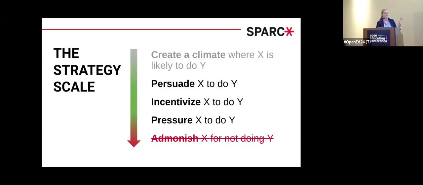I like this slide. This is the strategy scale, we call it. So when you are approaching somebody, obviously there's a lot of different ways to do this. There's a happy middle ground in the amount of pressure that you want to apply to somebody. And this is something that you really only learn by being in these situations. But advocacy is not going to be effective if you are simply just creating a climate where somebody might be likely to do something.